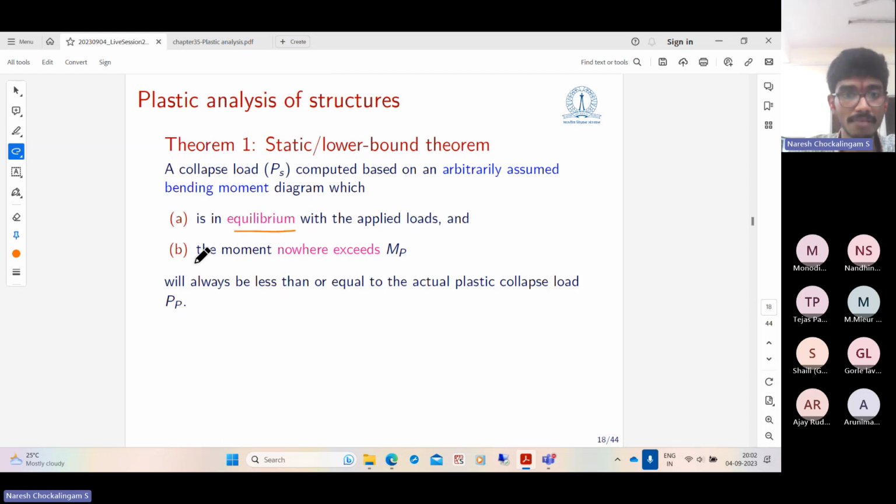You know how to draw a bending moment diagram. You make a section, take force equilibrium and moment equilibrium about that section, and you get the unknown bending moment at that section. That will obviously be in equilibrium with the applied forces. Not only that, this moment should nowhere exceed the yield moment MP. Under these two conditions, if you find a collapse load, that collapse load will always be less than or equal to the actual plastic collapse load PPL.